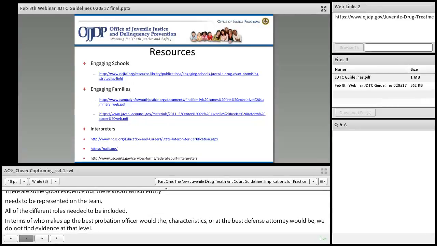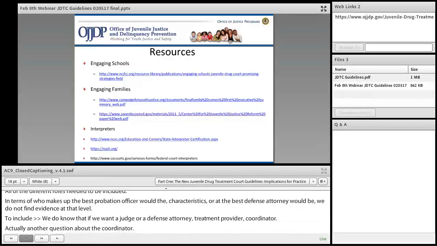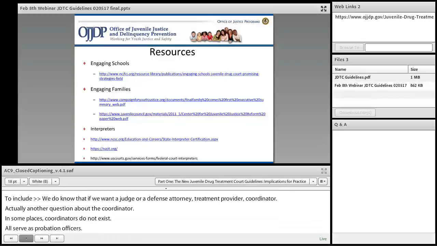treatment provider, a coordinator. And there's another question that came in about the coordinator, who in some places doesn't exist, or also serves as the probation officer. Do we have anything in the research that talks about having a dedicated coordinator versus having a split coordinator or no coordinator?